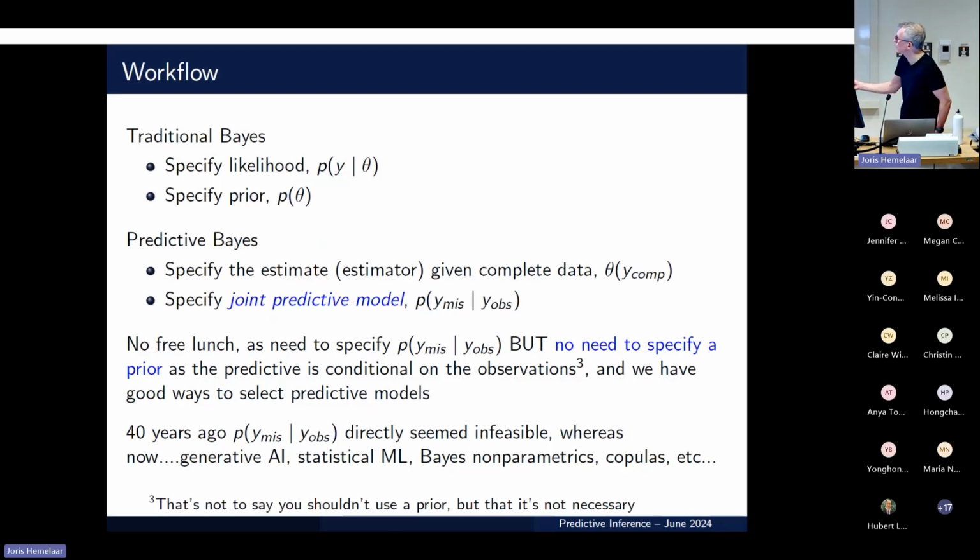So our argument is that we can obtain these predictive types of models nowadays. That's not to say you shouldn't use a prior. All I'm saying is that a prior isn't necessary. Now, that's quite a controversial statement, but you don't need a prior to do Bayesian inference. You need a predictive model. We've just shown this is conditional on the observation. There's no prior involved. Now, you might want to use a prior in order to get this, but you don't have to. The essential element of being Bayesian is the predictive statement about the missing data, not the use of the prior.